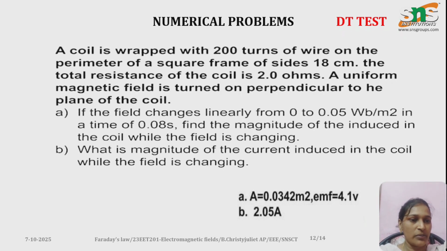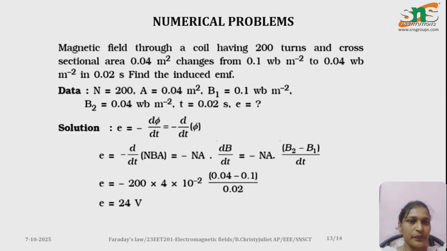So you need to find two parameters. One is the magnitude of induced EMF, so you have to find what E is equal to, and you have to find the current value also, how much current it produced. They have given the coil dimensions, coil area and resistance, and also the number of turns. So by applying E is equal to N d phi by dt, you can get these values. The answer is given, and we have another problem. Please note it down and solve it.